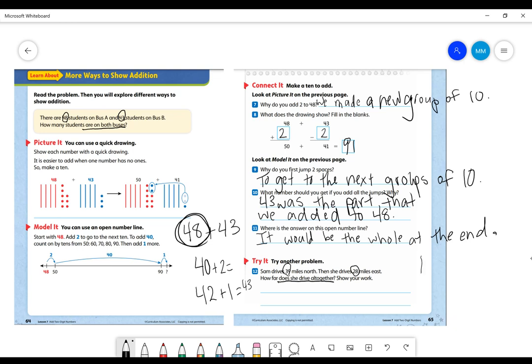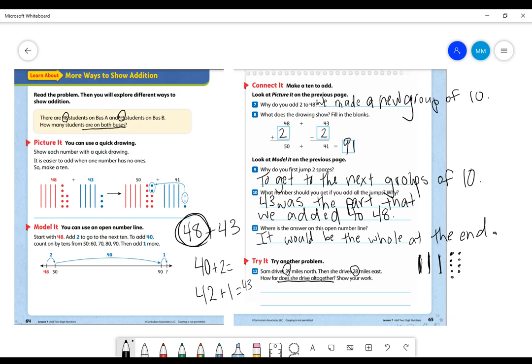So 39 has 3 tens because I looked at my first digit, 3 tens, so 10, 20, 30, and it has 9 ones. So 1, 2, 3, 4, 5, 6, 7, 8, 9. And I am adding 28. So I'm going to put 28 under here because if I line up my ones and my tens, if I have more than 10 in the ones place, I can circle a group of 10 and move it over to where it belongs.